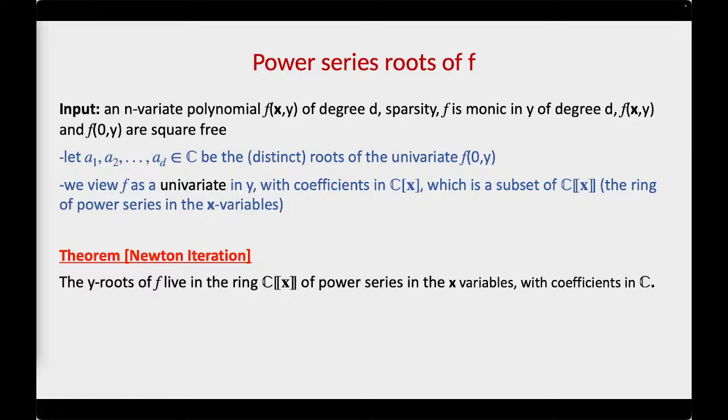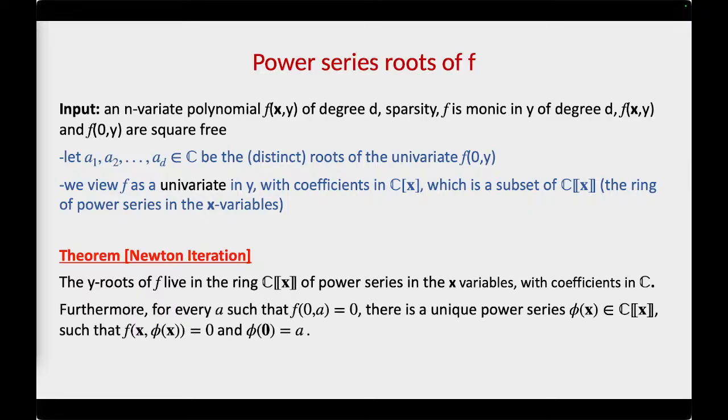Alright, questions? Okay. Furthermore, for every root a of f of 0 comma y, there is a unique power series phi of x such that f of x comma phi of x is 0 and phi of 0 is a. So let's parse this slightly differently. When we set the x variables to 0, we got the polynomial f of 0 comma y, we computed it, we picked one of its roots, let's say a. This theorem says that for every such a, there is a unique power series root that lifts from this a.